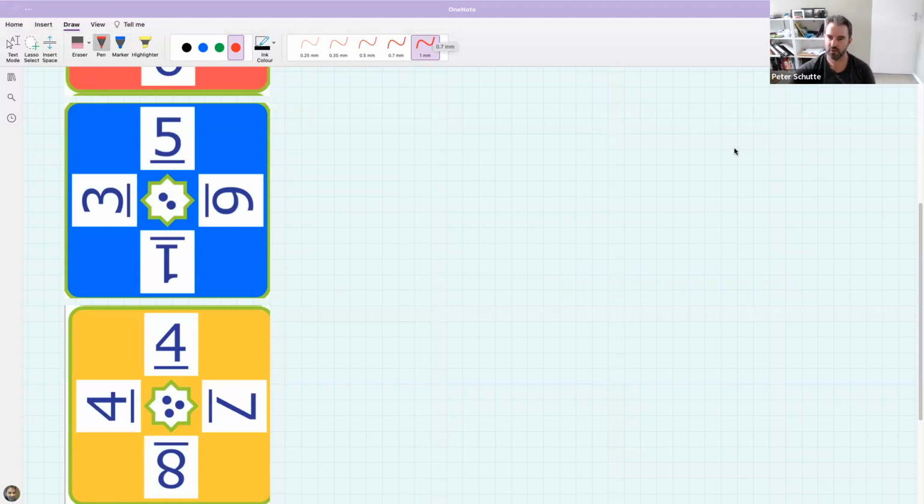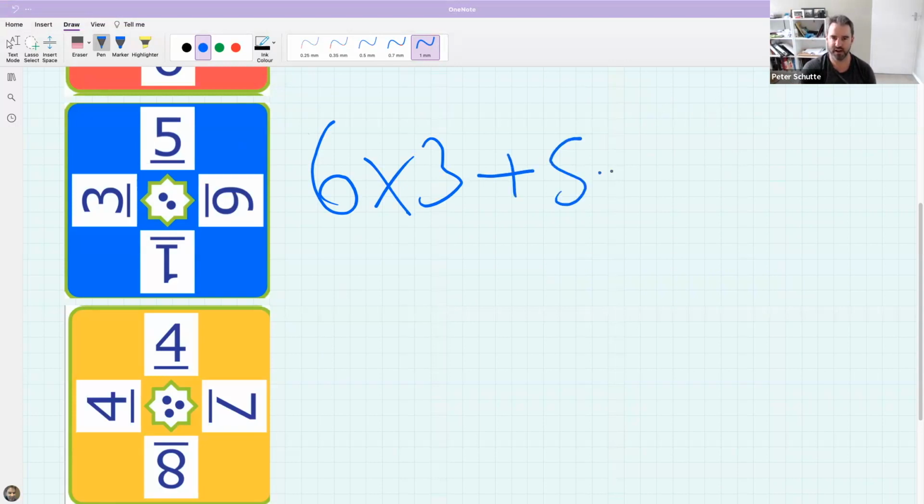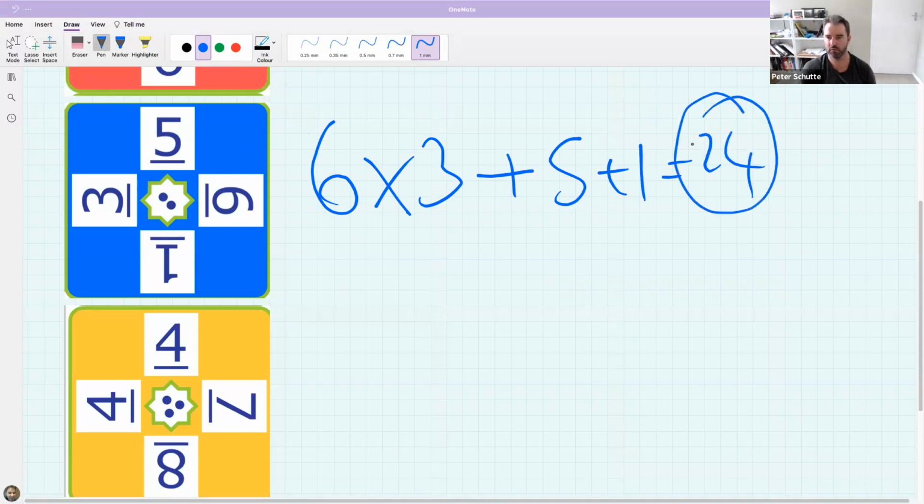Okay, so Fatejo has gobbled up the blue one. 6 times 3 is 18, plus 5 plus 1, which gives you 24. Awesome. Can anyone do a yellow? Could I do the yellow? Let's have a look. 4.